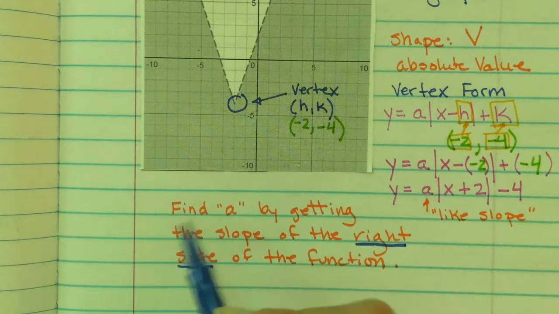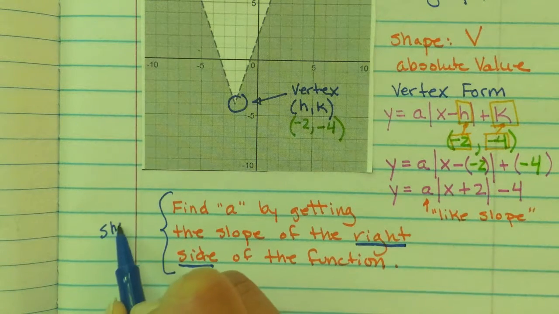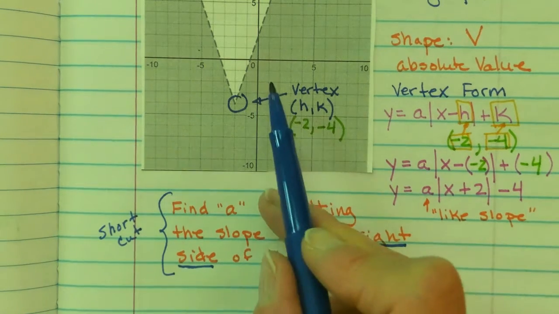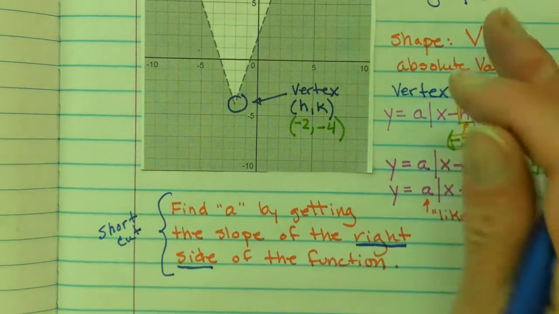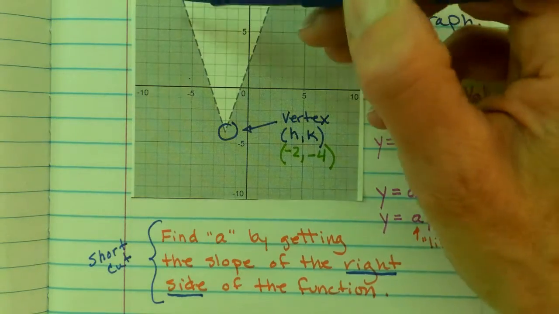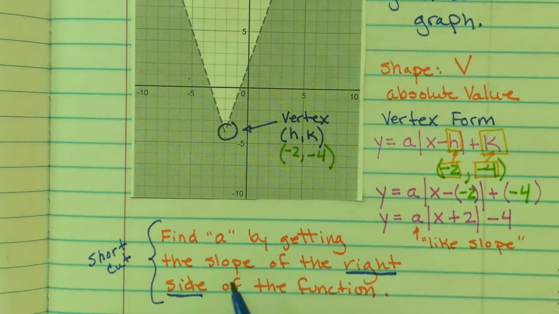Now this is a shortcut, so I'm going to write that down. This is a shortcut, and it only works when we're looking at absolute value or lines. Remember, this is a piecewise function of a positive linear and a negative linear. That's the only reason we can do this. It's a shortcut, and it only works for this kind of function.